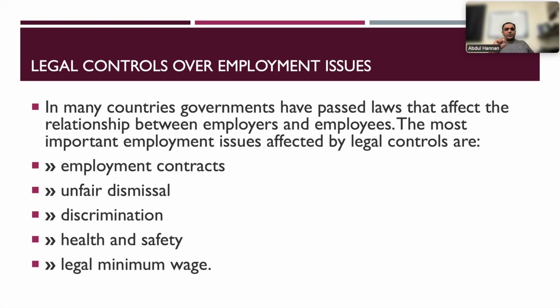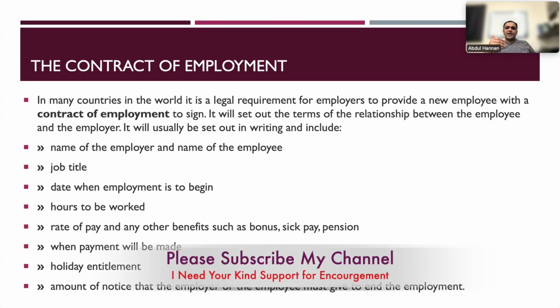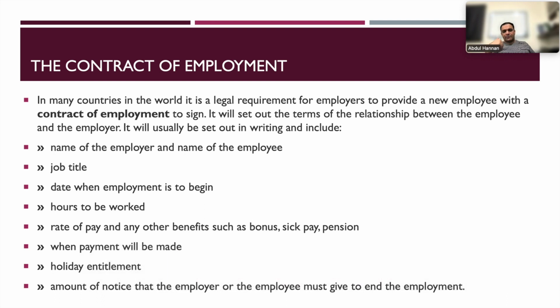Legal controls over employment issues. This is a very important topic. In many countries, governments have passed laws that affect the relationship between employers and employees. The most important employment issues affected by legal control are employment contracts, unfair dismissal, discrimination, health and safety, and legal minimum wage. Shortly, I will explain it to you. The contract of employment is a written document in which all the details are written and you agree to your duties and rights with the organization. What you have to do, what the employer has to do. Both will sign the contract and follow all those procedures.